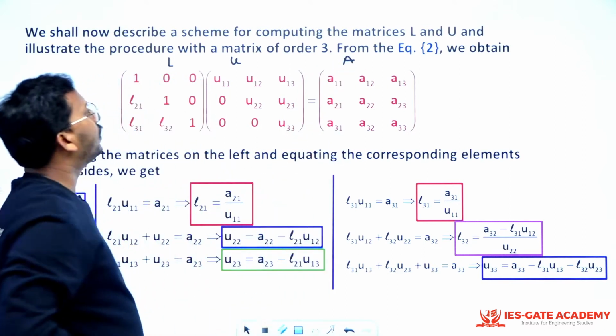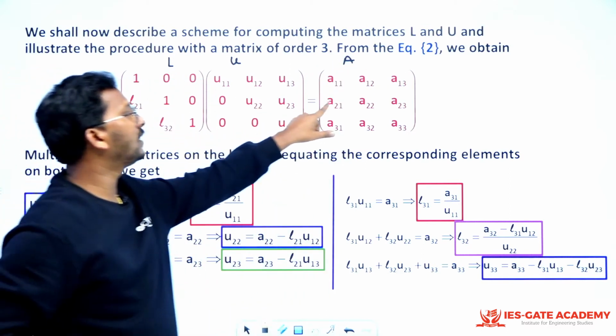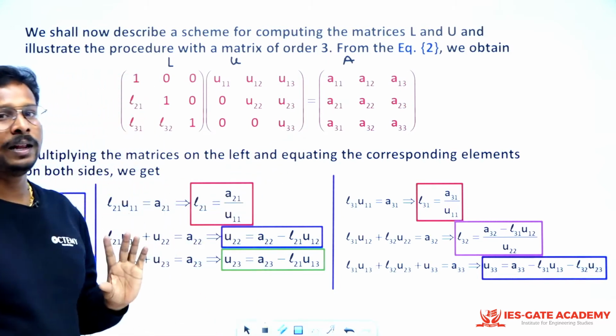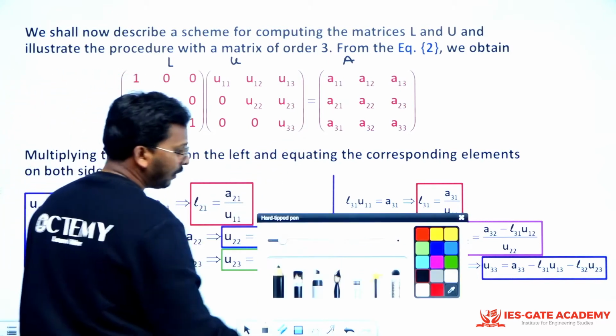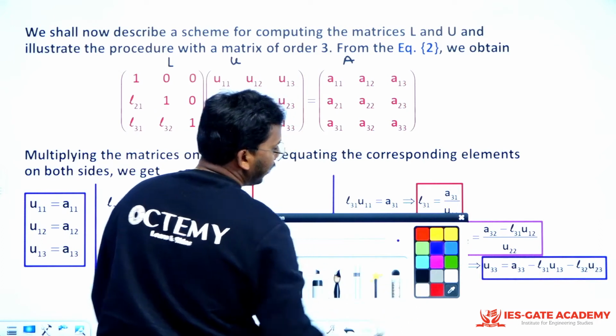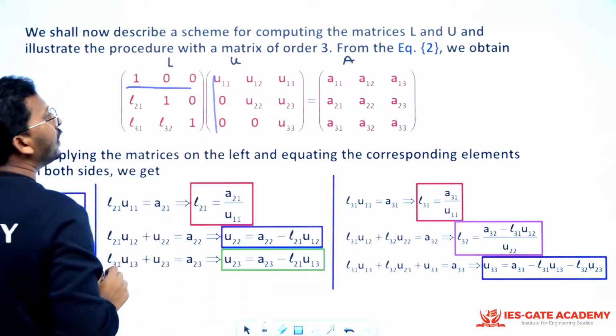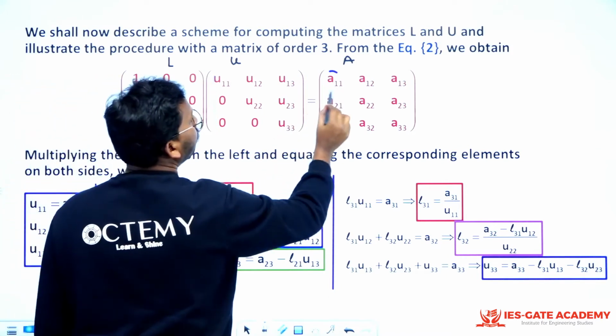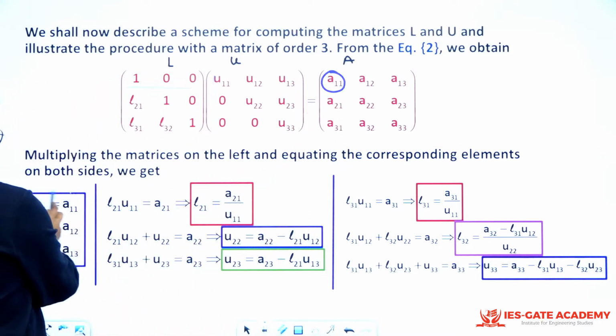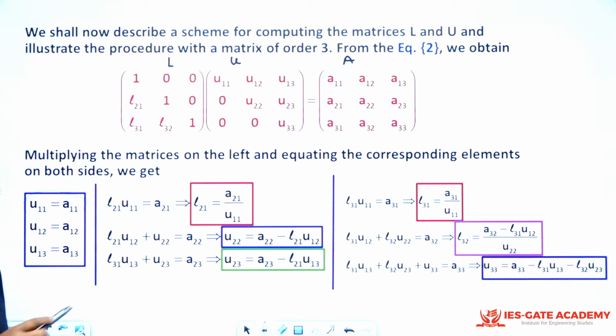Now see sir, we know that this is the L matrix, the U matrix, and this is the A matrix. Just multiply and equate everything, sir. See, I have multiplied and shown it here. If you do this into this, what will you get, sir? U11. That should be equal to A11. So U11 is equal to A11.